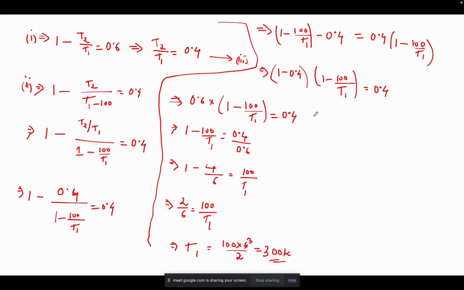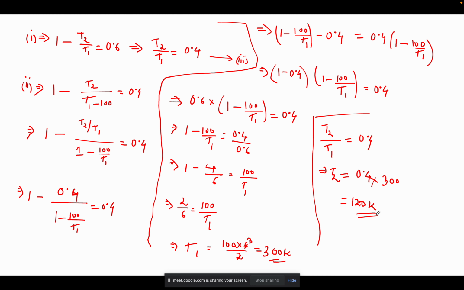Now we know again that T2 divided by T1 is equal to 0.4. So therefore T2 will be equal to 0.4 times T1, which is nothing but 300. So that will be equal to 120 Kelvin. So this is my sink temperature and this is my source temperature. Okay, if you have any doubt, you can ask.